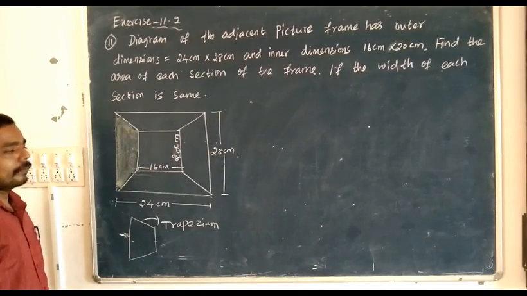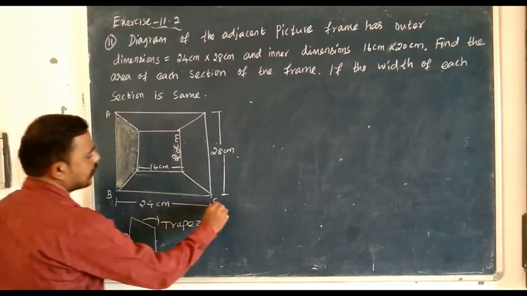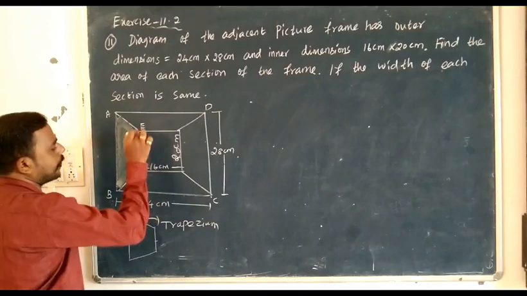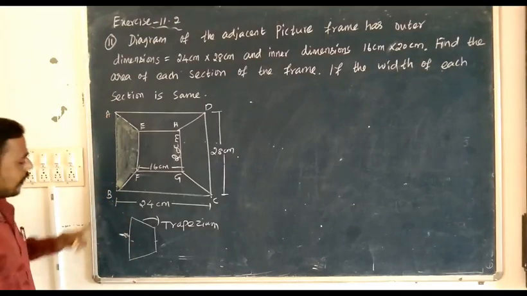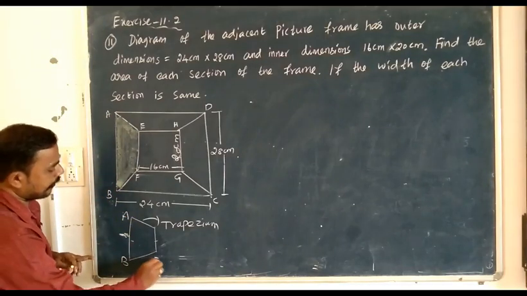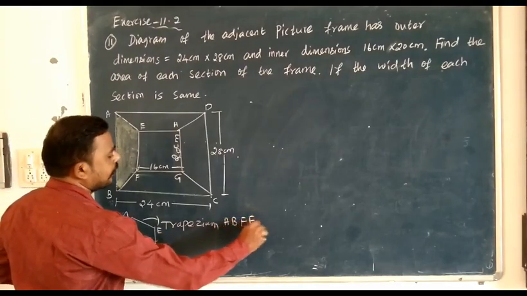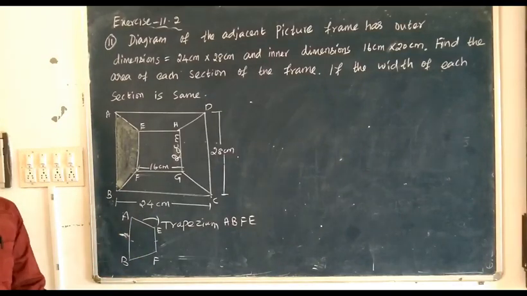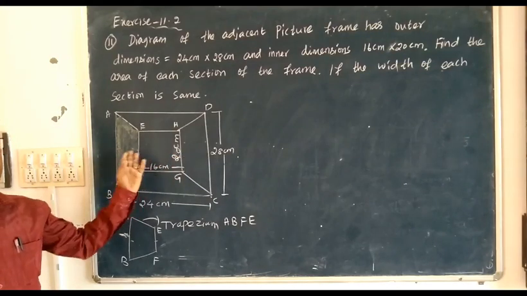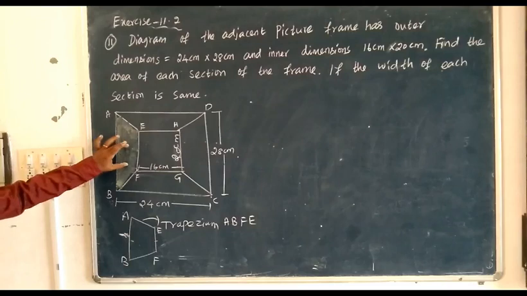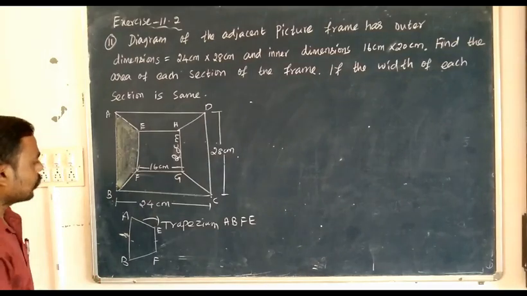Then I am going to give the names A, B, C, D, E, F, G, H. Now consider this one is A, B, F and E. This one is a trapezium A, B, F, E. Now think about the same thing on the other side. Both are the same, so this is also a trapezium. So each section, this is also equal. So both are equal. Right. Now come to another form.